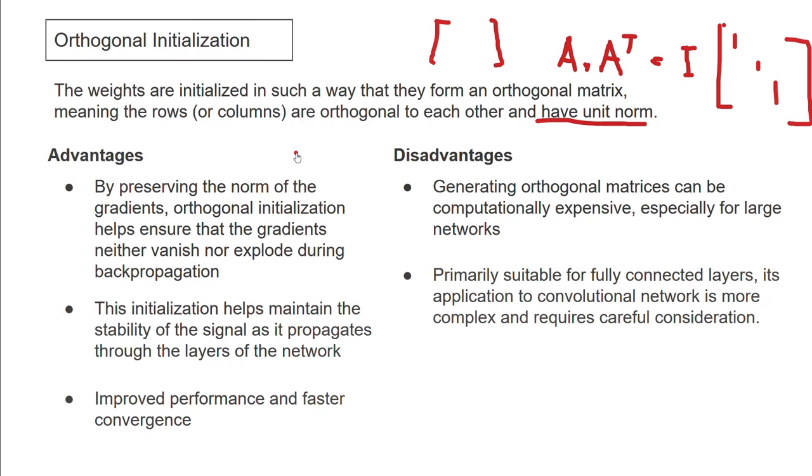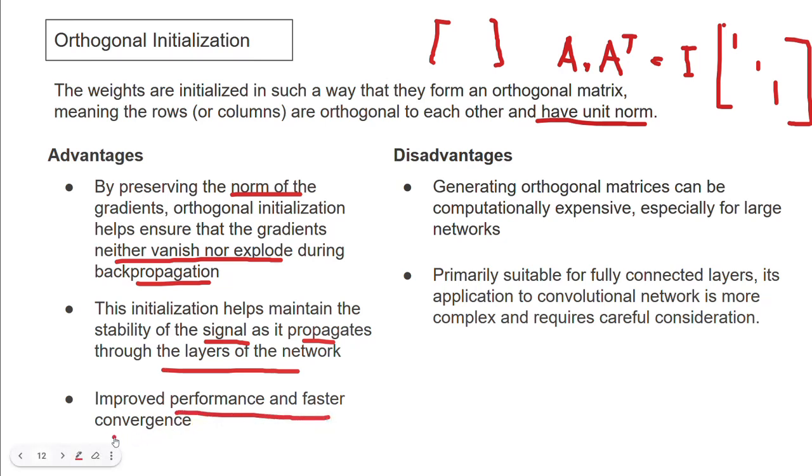So what are the advantages? By preserving the norm of the gradient, orthogonal initialization helps to ensure that the gradient never vanishes or explodes during backward propagation. So it prevents vanishing gradient and exploding gradient during backward propagation. It also helps to maintain the stability of the signal as it propagates through the layers of the network, and it improves performance and obviously gives faster convergence.